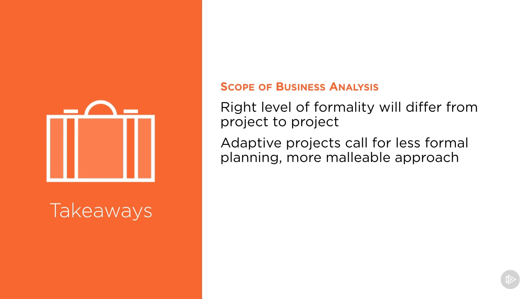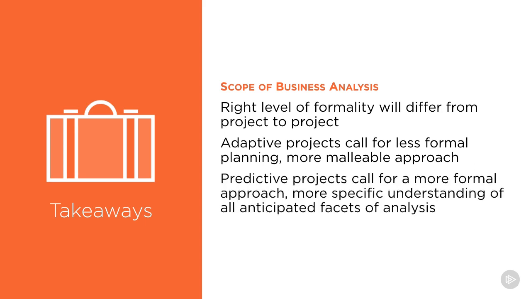On the other hand, a predictive project calls for a more formal approach and a more specific understanding of all of the anticipated areas of analysis. That's because in a predictive project, we want to have all of our plans set up front, and any deviation from those plans is really considered a failure of the planning process. We want to be more specific here because we can expect the project team to be more specific up front and to follow that plan very closely as well.